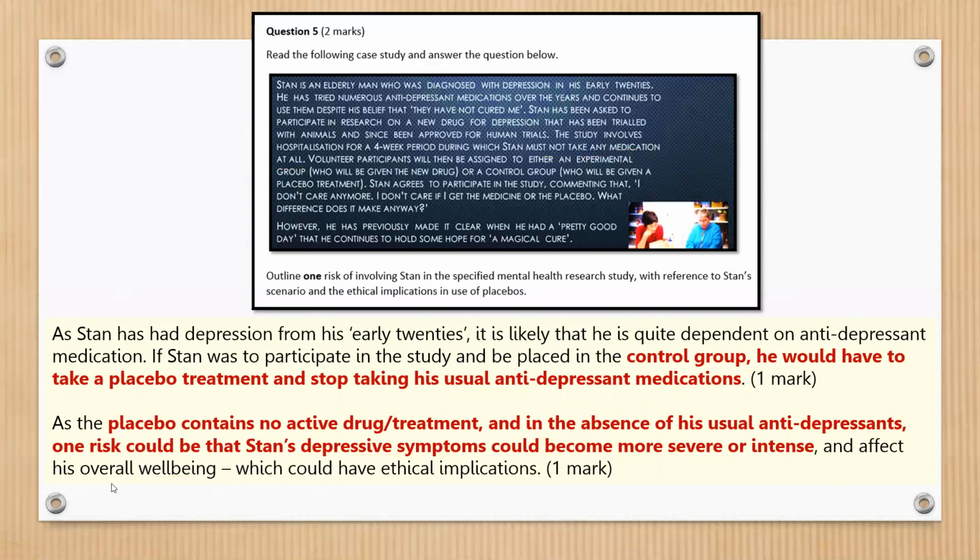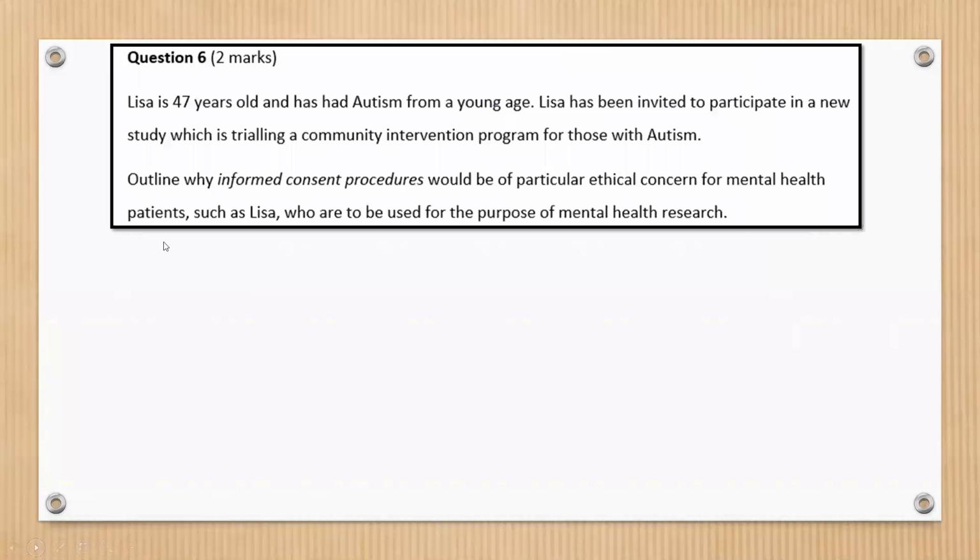Cool. So then we'll move on to the next question. The next question is, Lisa is 47 years old and has had autism from a young age. Lisa has been invited to participate in a new study, which is trialing a community intervention program for those with autism. Outline why informed consent procedures would be of particular ethical concern for mental health patients such as Lisa, who are to be used for the purpose of mental health research.